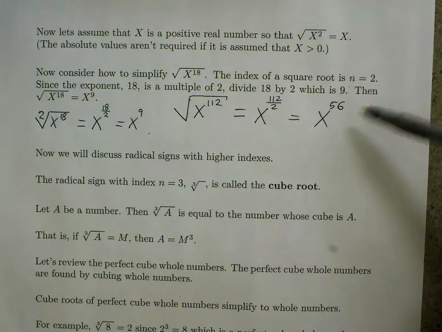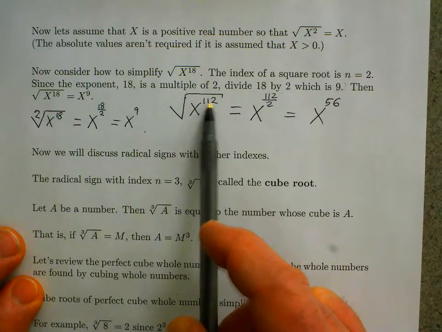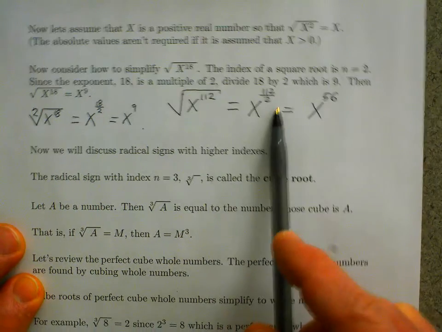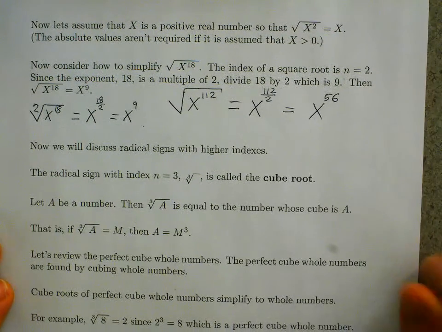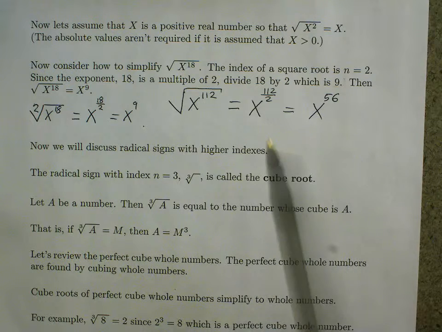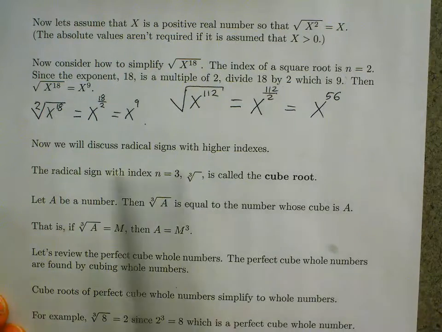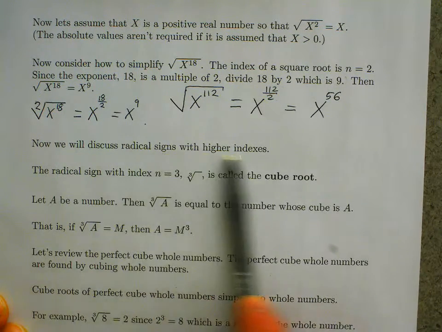This idea of dividing the exponent on the variable that's inside the square root by 2 when you remove the radical, that will be generalized, because we not only have to learn about square roots, we have to learn some things about radicals with higher indexes. Okay, that's what we'll discuss next. We will discuss radical signs with higher indexes.